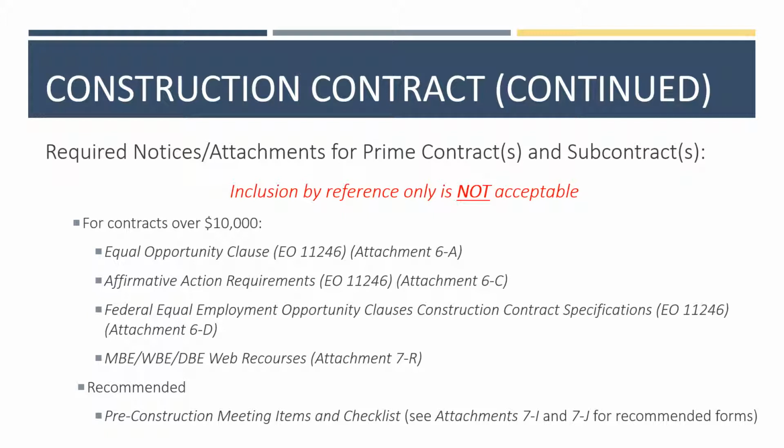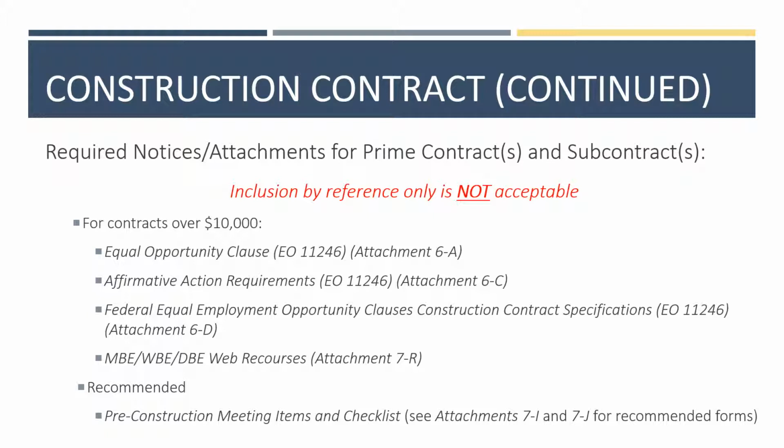There are additional provisions required for construction contracts that exceed $10,000. We recommend including these in all contracts, especially if the contract amount is slightly less than the $10,000 threshold, because one modification or change order could put the contract amount over $10,000. By adding these provisions in the original contract, they will not need to be added later if the contract does exceed the $10,000 threshold at a later date. These attachments include the Equal Opportunity Clause, EO 11246, Attachment 6A, Affirmative Action Requirements, EO 11246, Attachment 6C, Federal Equal Employment Opportunity Clauses, Construction Contract Specifications, EO 11246, Attachment 6D, and the MBE, WBE, DBE Web Resources, Attachment 7R.